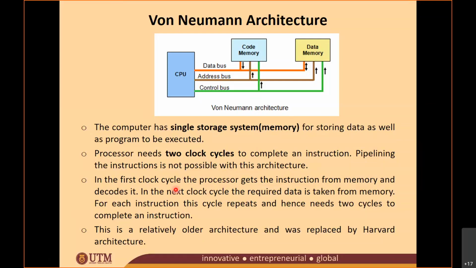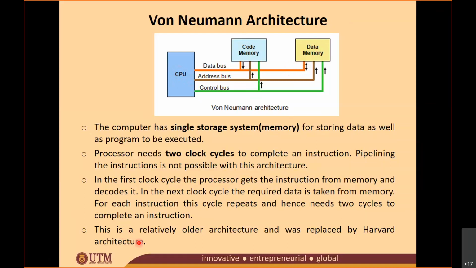So you need to recall the fetch and execute cycle that we learned earlier. This is what happens here. In the first clock cycle, the CPU retrieves the instruction from the code memory and puts it in the CPU in order to decode it. After it is decoded, in the next clock cycle, it will execute and store the value in the data memory.